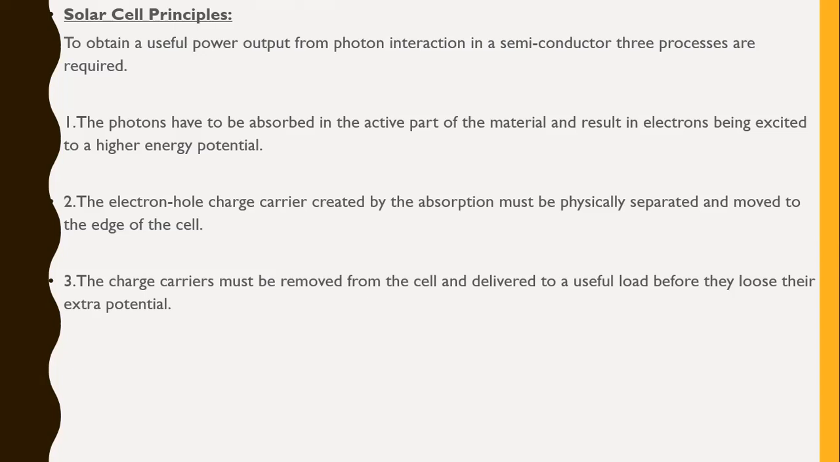These charge carriers, the electron-hole charge carriers, should be removed from the cell and delivered to a useful load before they lose their extra potential. If you are using it for some application, the charge carriers have to be delivered to that application before their potential is exhausted. For completing this process, the solar cell consists of some components. We will see them in the next slide.